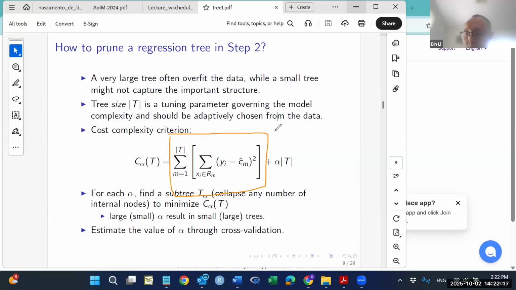So what is the first term about? The first term is the overall sum of squares error, SSE. That measures how well the tree model fits the data. And what's the second term? Remember, this is the tree size, the complexity of the model, multiplied by alpha.